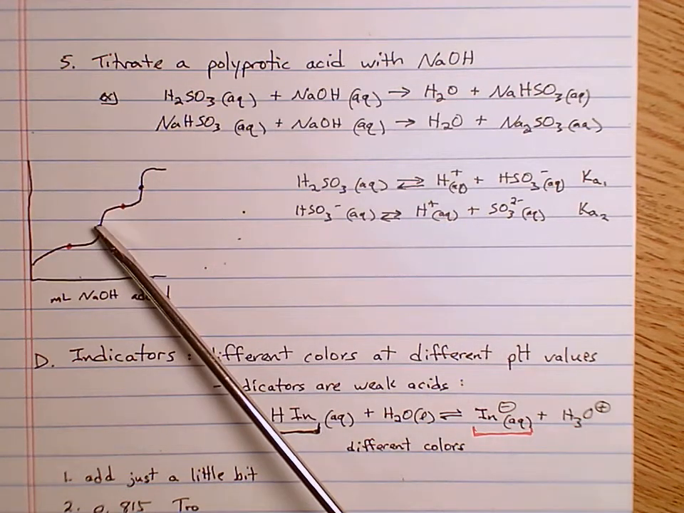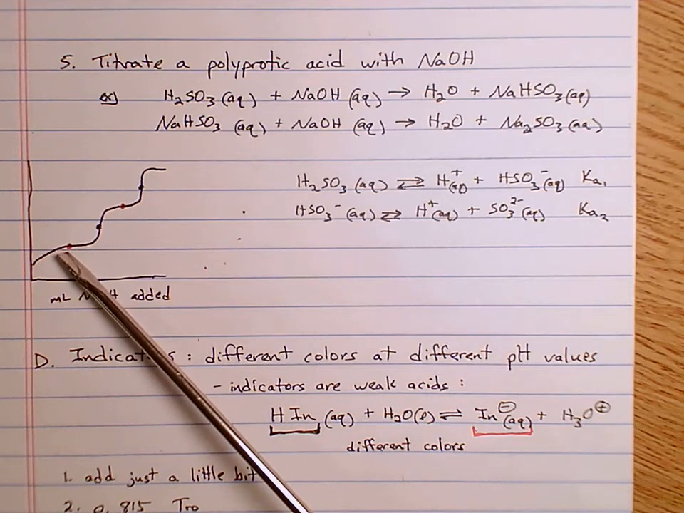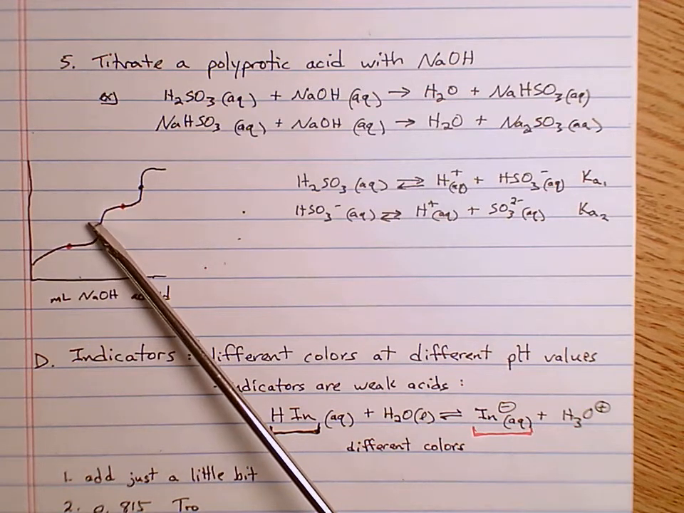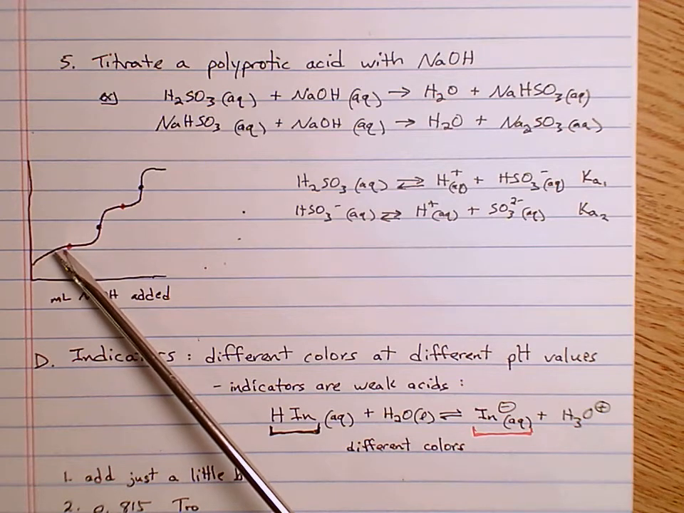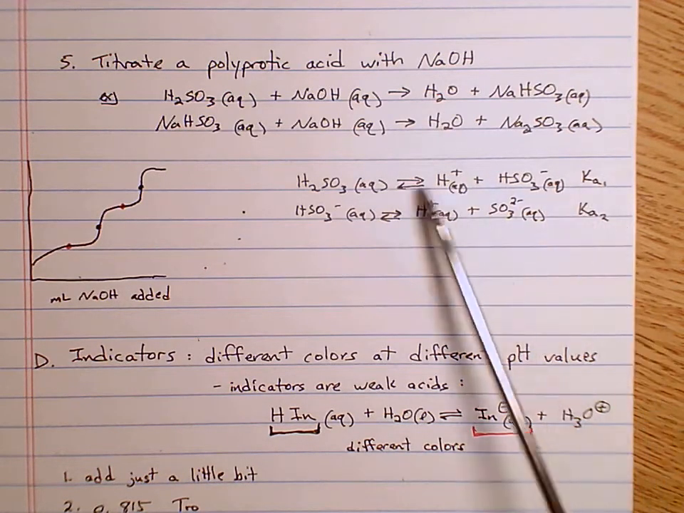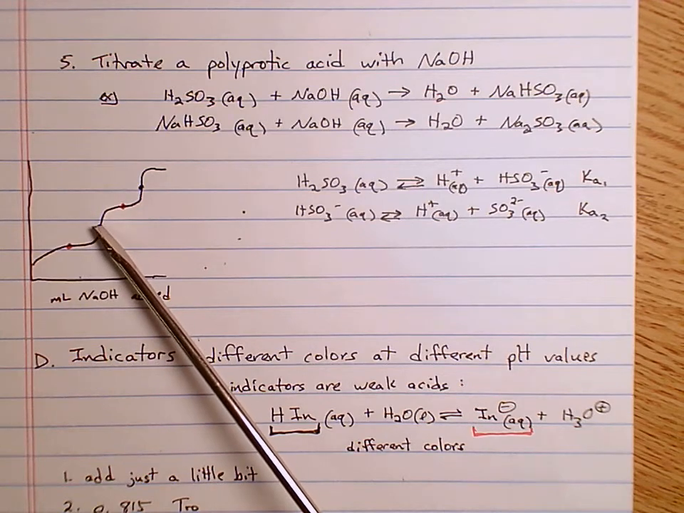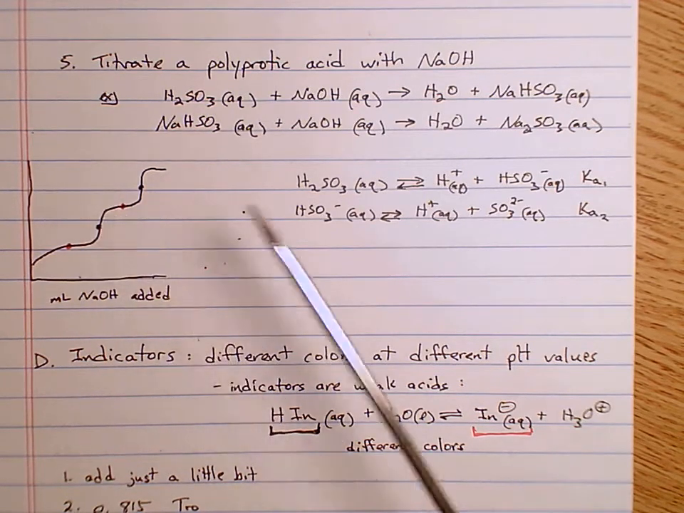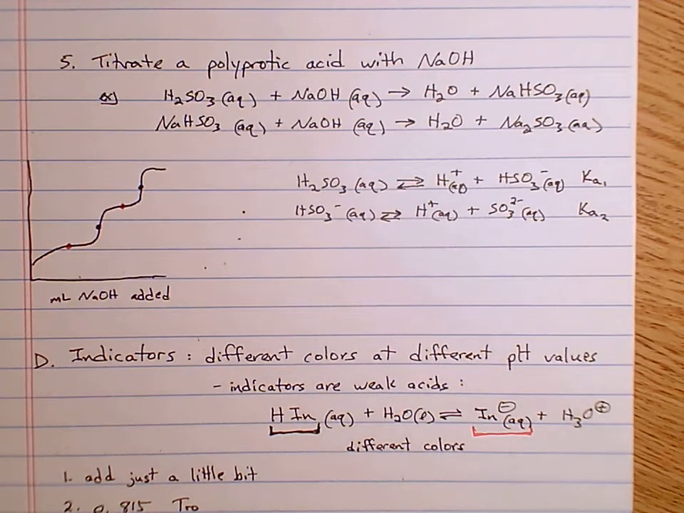So you've got your first equivalence point, your second equivalence point, and the half equivalence point right here, halfway between the start and the first equivalence point, is going to be your pKa for your first proton. And between the first equivalence point and the second equivalence point, halfway in between there, is your pKa for the second reaction. Cool.